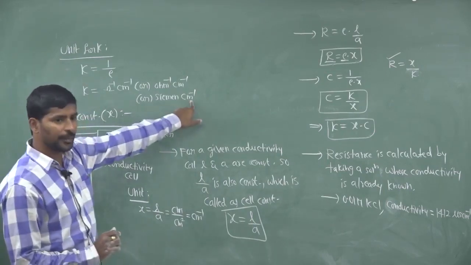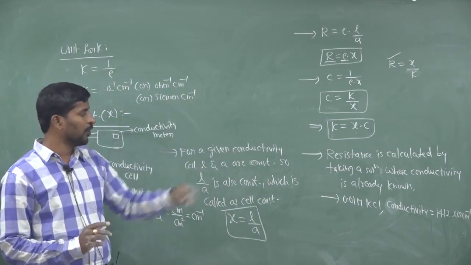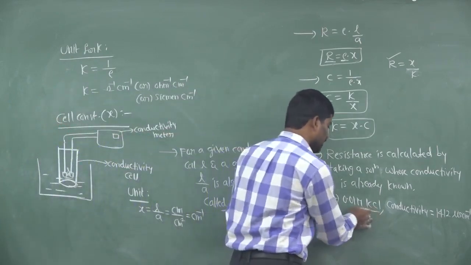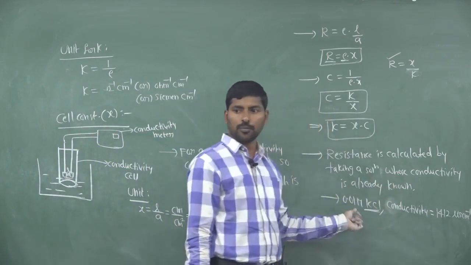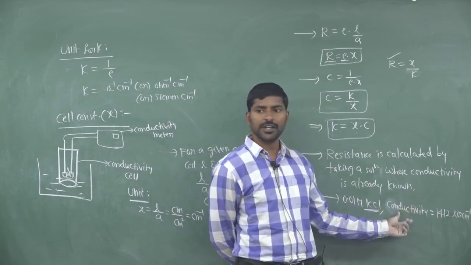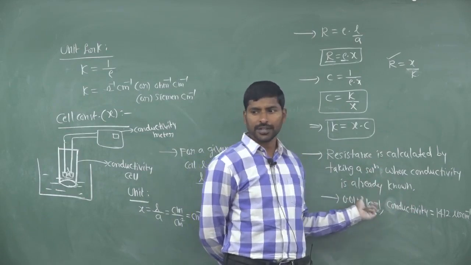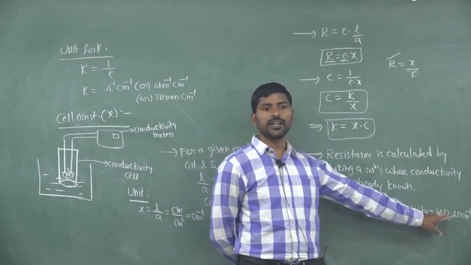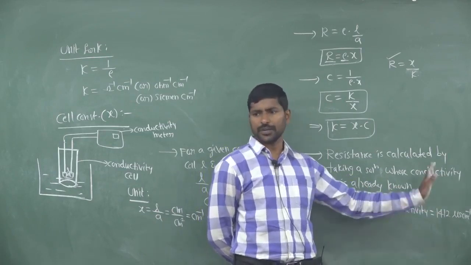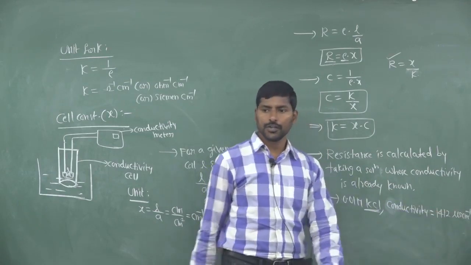Microsiemens per centimeter means into 10 power minus 6, so 1412 into 10 power minus 6 siemens per centimeter. We use KCl because it is a stable compound, and its conductivity value is already known. For conductivity meter calibration purposes also we use KCl only. At different concentrations we get different values, and generally we use 0.01 M KCl whose conductivity value is 1412.